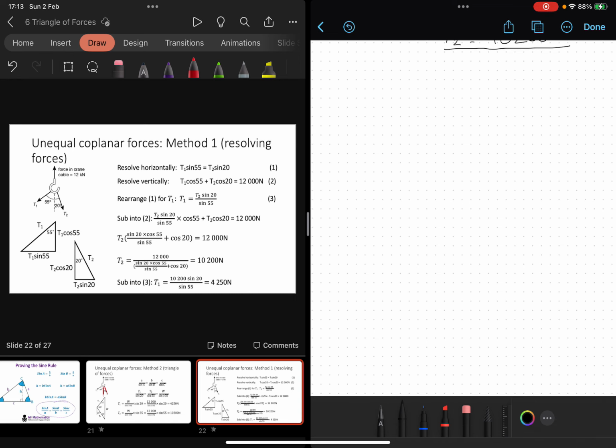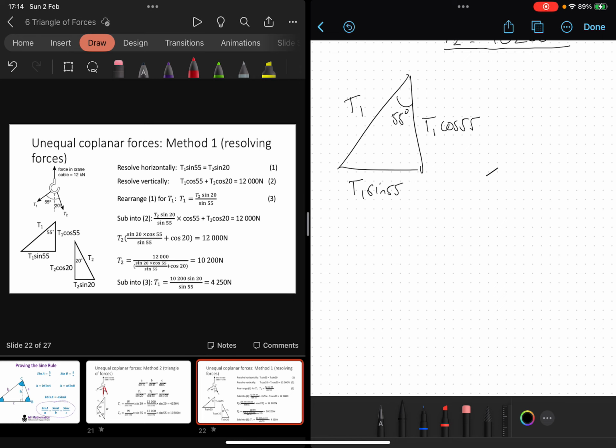So on the PowerPoint slide, I've drawn two right-angled triangles, one based on T1 and one based on T2. I've split T1 and T2 into the vertical and the horizontal components. So there's T1, and I know that the angle with the vertical is 55 degrees. So I know that that is the adjacent side to the angle, so that's T1 cos 55, and that's T1 sine 55. Similarly with the other triangle for tension 2.